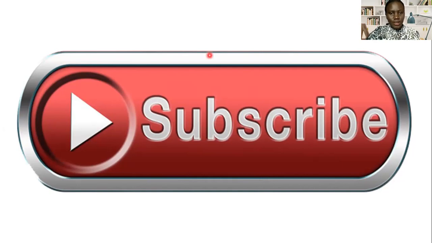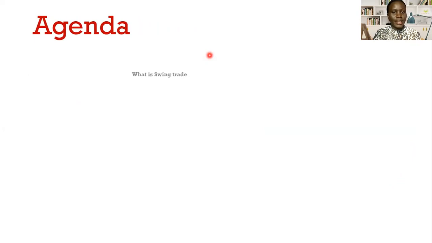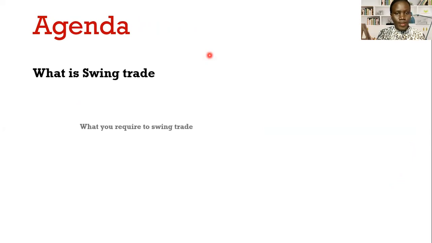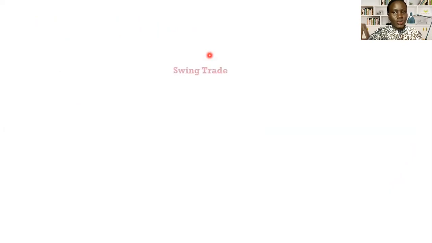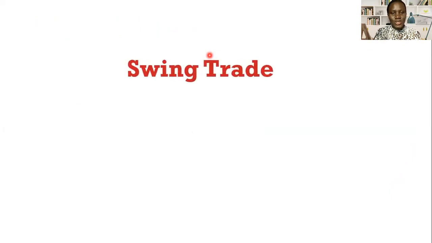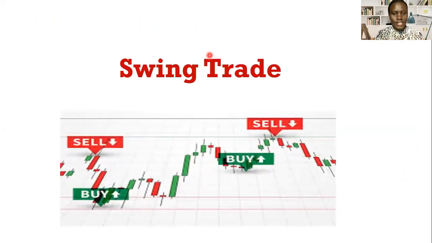So today we are going to talk about swing trade. The agenda for today will be what is swing trade and what are the requirements that you need to do swing trade. Let's start with defining what is swing trade. Swing trade is when you only take one leg of the trending chart or stocks and then you trade it. It can take more than 1 day, up to 2 weeks.